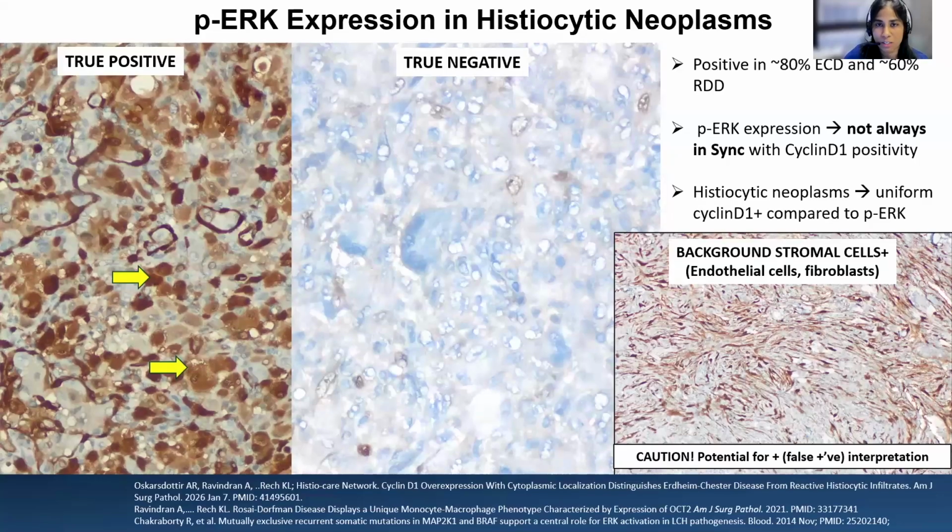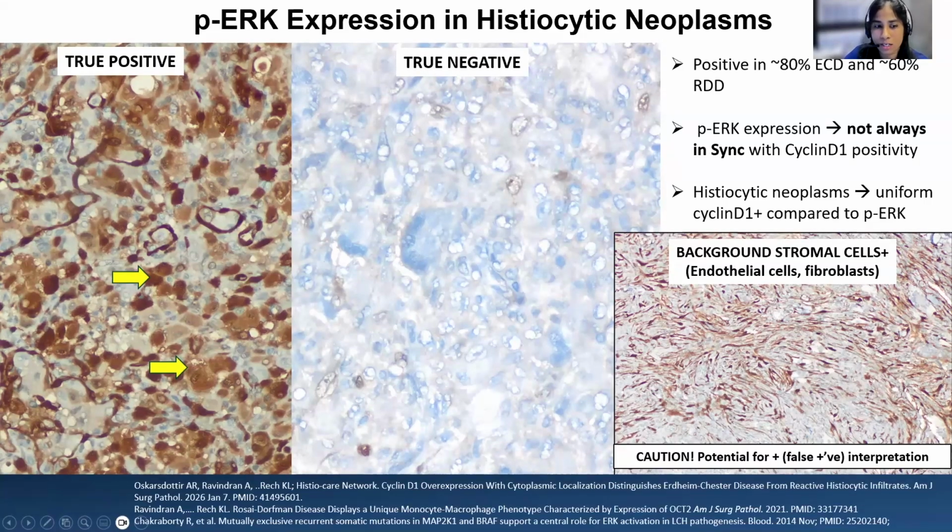In terms of PERK expression, we acknowledge that PERK is not a widely available immunostain. In fact, I don't have the stain in my current practice. But something to note is that PERK expression can be present in histiocytic neoplasm, but it's not always in sync with cyclin D1 positivity. Interpretation of PERK can also be challenging because it can stain a lot of background cells, including endothelial cells and fibroblasts. There is potential for false positive interpretation.